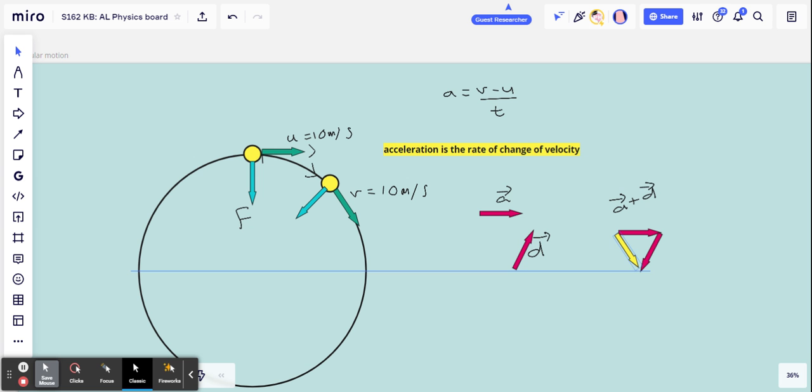Okay, so let's do that with these, v minus u. So we'll take our v vector, we'll take our u vector, we'll make u negative u, and then we'll do them head to tail. And now we want a resultant vector.